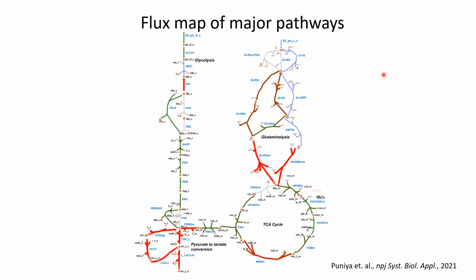I'm showing an example of flux distribution in central carbon metabolism. This map shows that T cells take up glucose, and then glucose will be converted to lactate in the aerobic glycolysis pathway, and the cells are also taking up glutamine here, which is converted to alpha ketoglutarate in the glutaminolysis pathway. These are characteristics of activated CD4 T cells, which are shown by the model we constructed.